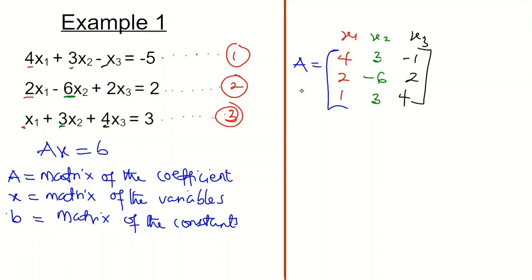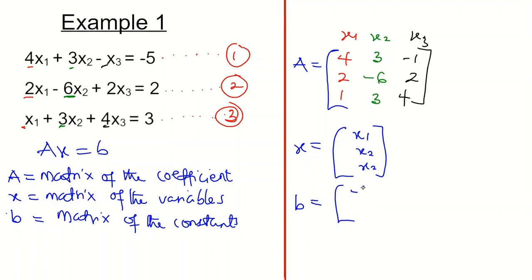The next one is to write the matrix of the variables, X, which we write in column form, and the reason we will explain later. And then we have the matrix of the constants, B. The constants are -5, 2, and 3, and so you write it as such.